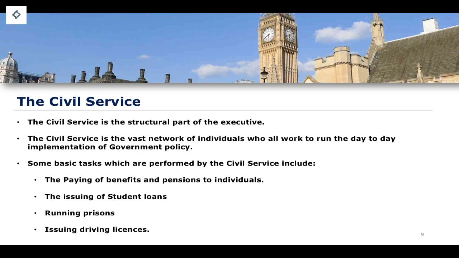Everything from the drafting of legislation to the issuing of student loans to the issuing of driving licenses are all things done under the remit of the executive branch, i.e. under the remit of the UK civil service.